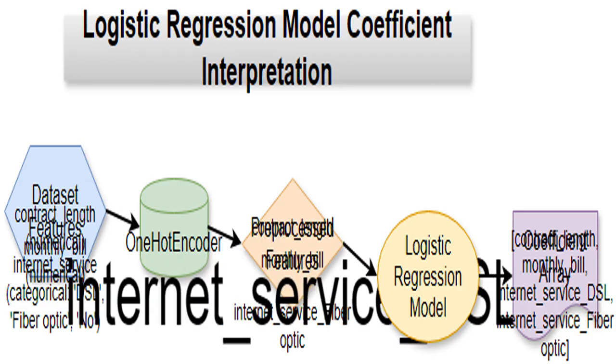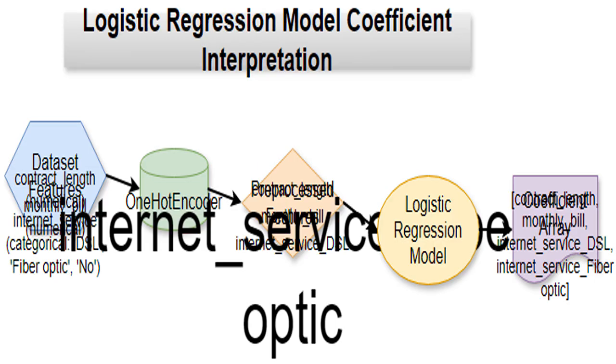Similarly, after one hot encoding, this remains a numerical variable representing the customer's monthly bill amount. This is a new binary feature created by one hot encoding. It's 1 if the customer uses DSL internet, and 0 otherwise. Another binary feature from one hot encoding. It equals 1 if the customer has fiber optic internet, otherwise, it's 0.